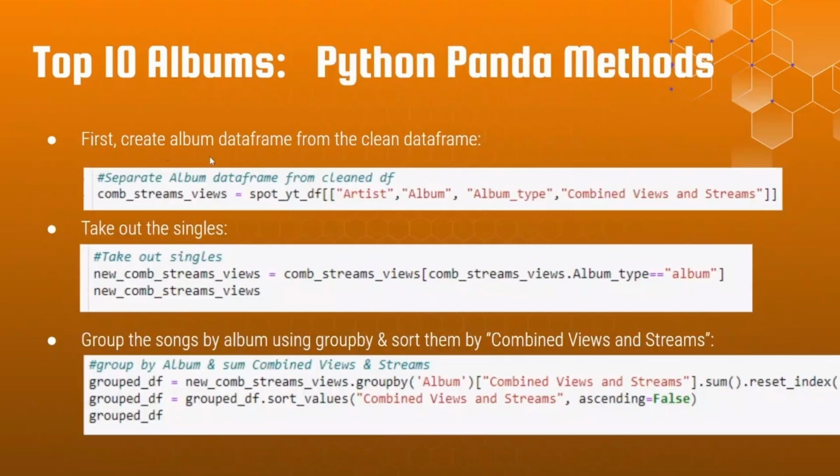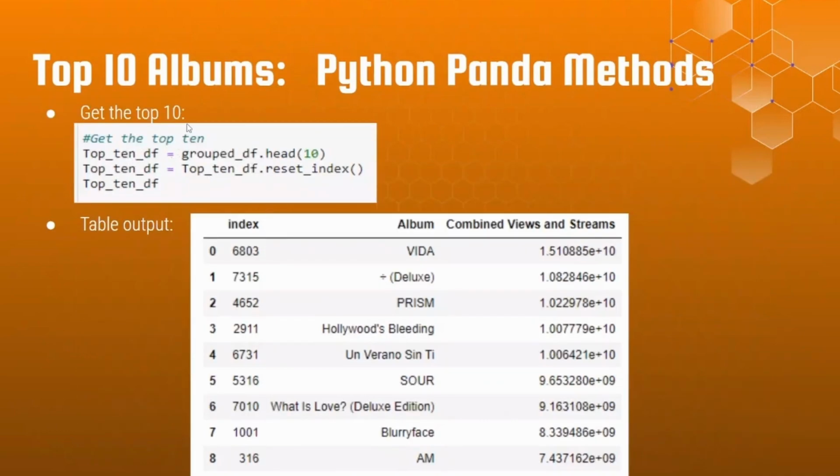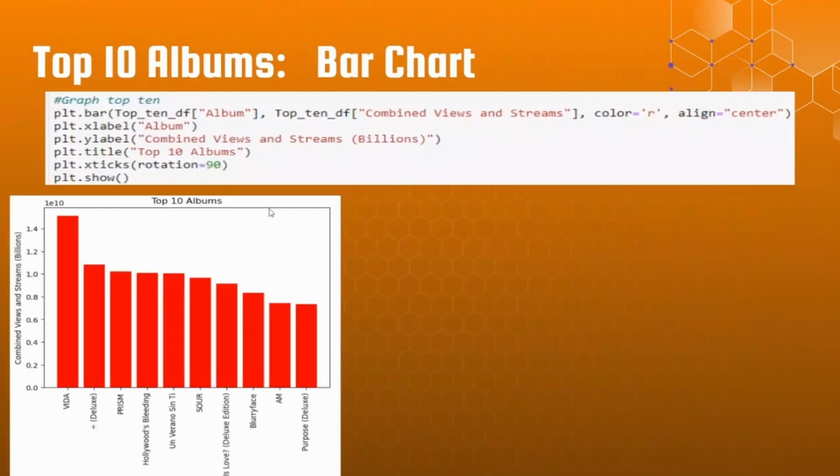First, we created an album data frame from the clean data frame. And next, we took out the singles because album type can be album or single. Then we grouped the songs by album by using group by and sorted them by combined views and streams. Then from the sorted list, we got the top 10 and a table output of these 10 albums. Then we made a bar chart using matplotlib.